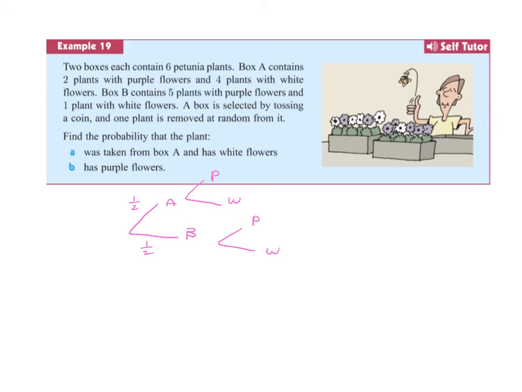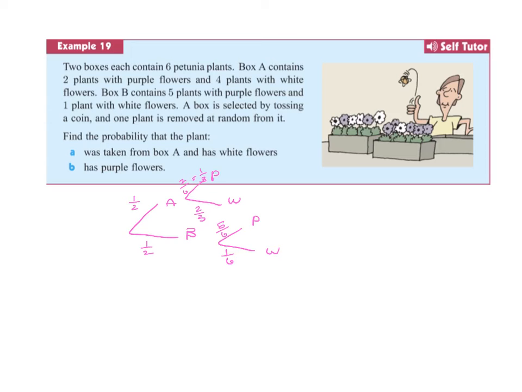So 2 plants with purple flowers and 4 plants with white flowers. Well, that's 2 out of 6, which is equal to 1/3, which would make this 2/3, right? Because 2/3 and 1/3 is 3/3, which reduces to 1. Now, for the second box, box B, it says it contains 5 plants with purple flowers and 1 plant with white flowers. So 5 plants with purple flowers out of the 6, and therefore you get 1/6 remaining of white flowers for your probability.